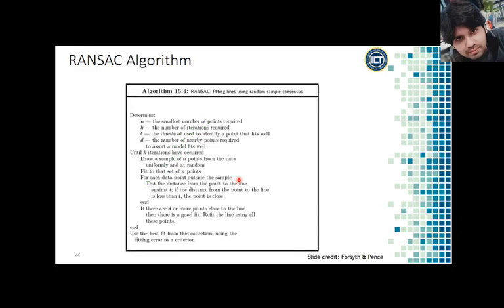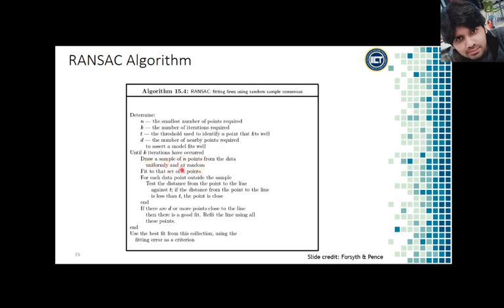Now this is a particular snippet of the RANSAC algorithm, which is also mentioned in the book of Forsyth and Ponce. So what we have to do is determine these parameters: n, the smallest number of points required; k, the number of iterations required; t, the threshold used to identify a point that fits well; and d, the number of nearby points required. So we have to perform this RANSAC algorithm for k iterations, which we have already determined here. We have to draw a sample of n points from the data uniformly and at random.